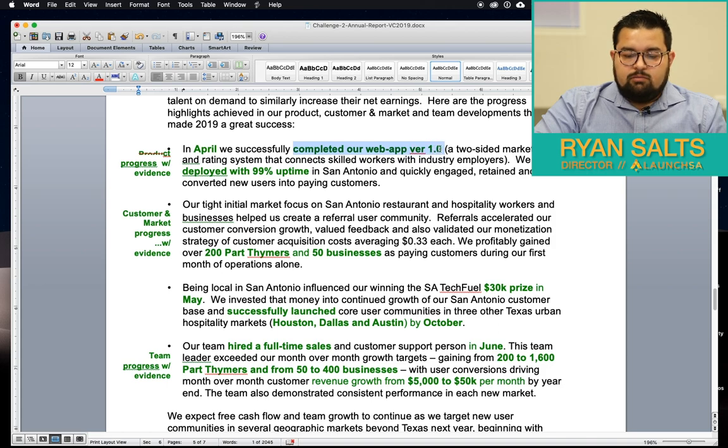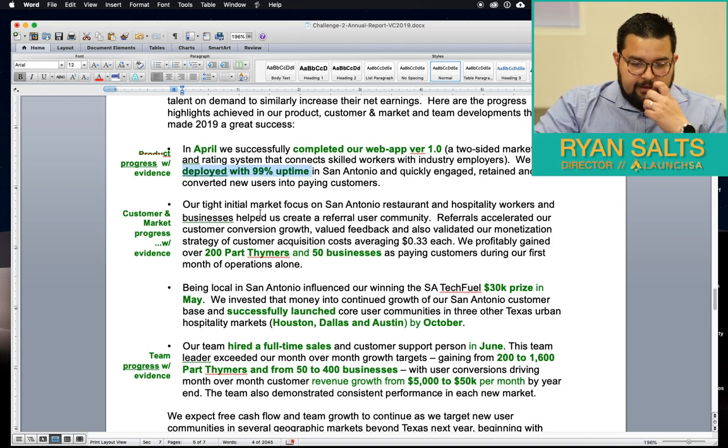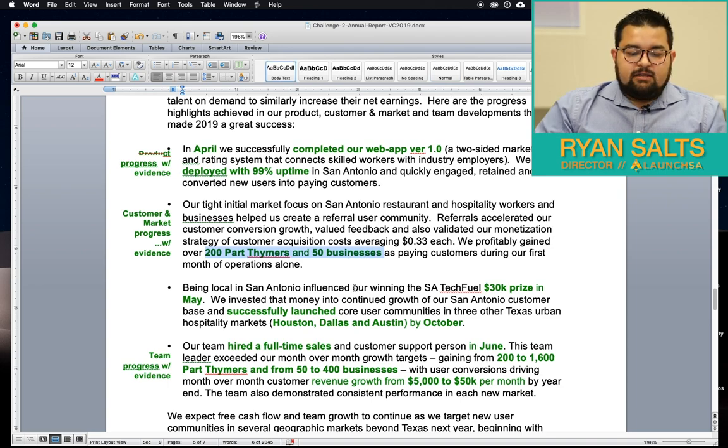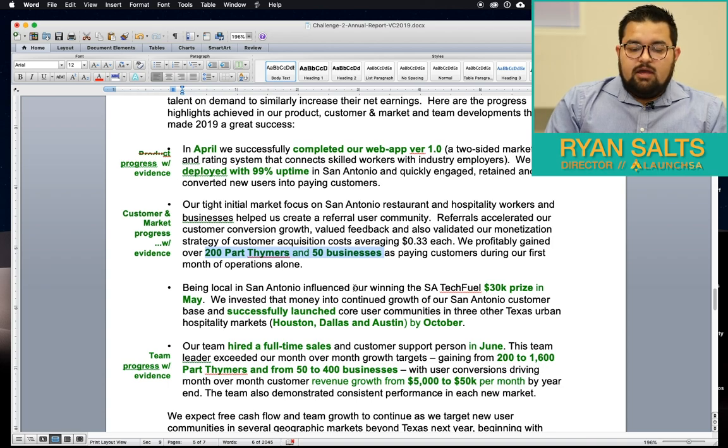Completed or important accomplishments. So for example, we completed our first version of the app. And then related to standards of maintenance, it was deployed with 99% uptime, meaning that it was basically stable. That's another important accomplishment. Users or payers. So we had 200 part-timers, which represent the workforce for this app, and 50 businesses, which represent the paying customers for this app.